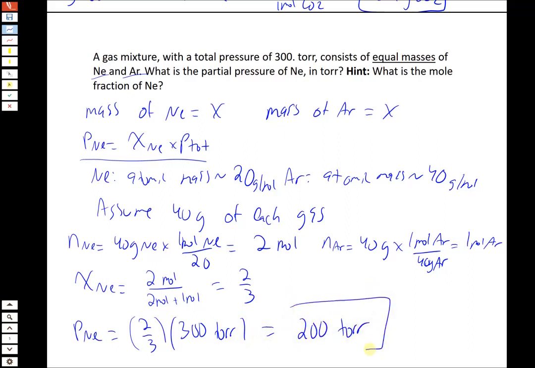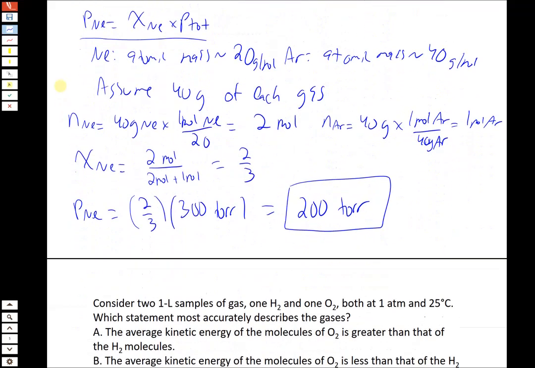Alright, so the partial pressure of a gas depends on the relative number of moles of that gas, not the mass. And so even though we have the same amount of each gas, 40 grams of each, the partial pressure for neon is twice as big, 200 torr. The rest of that, 100 torr, would be for argon. Alright, so that's how we would approach that problem. It's a little bit abstract because we didn't give you anything except the partial pressure, but we can assume whatever mass we want, and from there we can find mole fraction and we're off to the races.